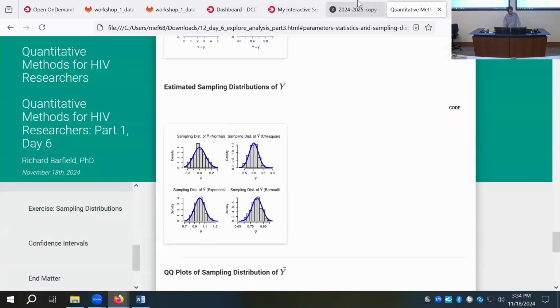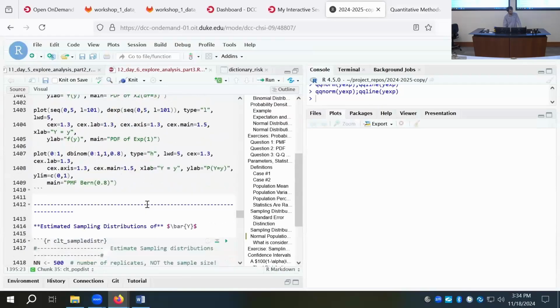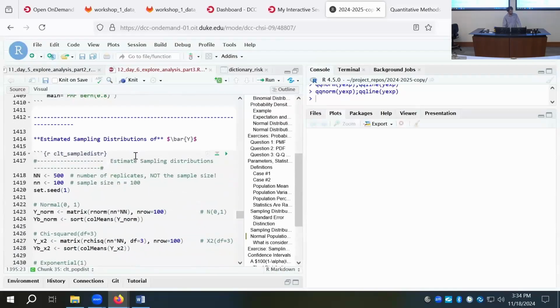And if we rerun and calculate the mean over and over and over again, we will get basically a normal distribution. So what I'm going to do is say number of replicates, so not the sample size. I'm going to pull 500 random samples of size 100 from some population. The way I'm going to do this is a little bit cheating, but basically I'm going to fill up a matrix with 100 rows and 500 columns, right?